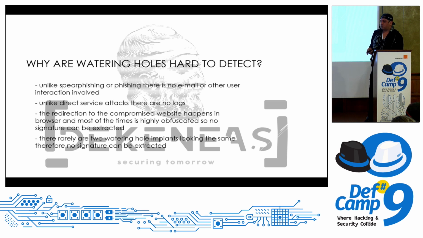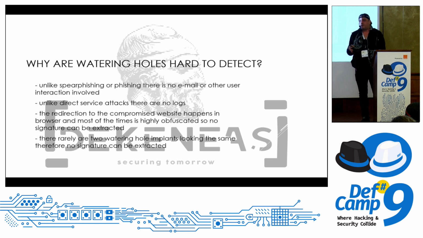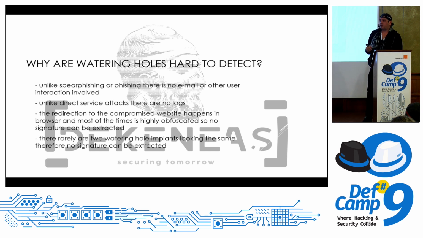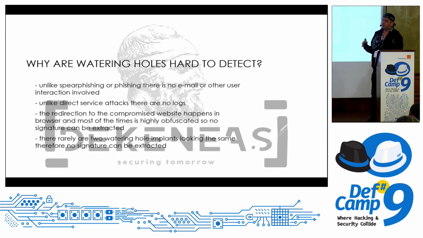Why are watering holes so hard to detect? You would think that financial institutions, governmental institutions or the military have quite a high degree of security in their networks. So how does this type of attack go undetected? Because, as I was saying earlier, unlike spear phishing or phishing, there is no email or other user interaction involved. Unlike direct service or server attacks, there are no logs left behind. The redirection to the compromised website happens only in the browser, and most of the time it's highly obfuscated and no signature can be extracted from this attack.